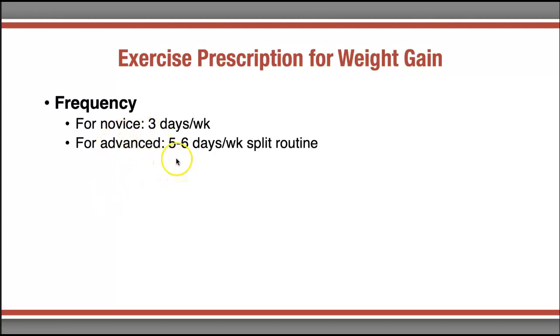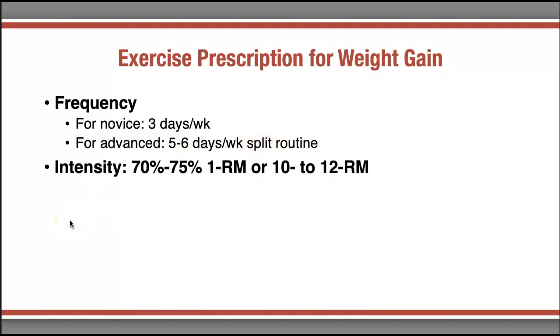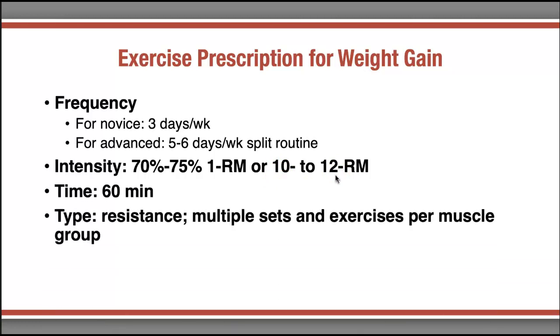For a novice, they want to do 3 days a week. For a more advanced person, 5 to 6 days a week, usually in a split routine, like upper body, lower body every other day. You're going to work out at 70 to 75% of their 1 rep max, or 10 to 12 rep max. However much they can do is probably going to be 10 to 12 reps, as many as you can do. If you can do more than 12, then you need to up the weight, or if you can't get to 10, then you're probably at the right weight. Probably an hour each for these kinds of workouts. For the resistance, multiple sets, so 2 to 3 sets of 10 to 12 reps per muscle group. And this is where I am right now in the middle of the quarter for my weight training classes.